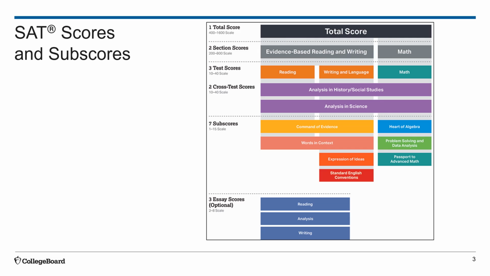Section scores are on a scale of 200 to 800 points each. The College Board College and Career Readiness benchmarks are set at the section level. Test scores are on a scale of 10 to 40 each. The reading test and writing test make up the evidence-based reading and writing section, whereas the math test makes up the math section. Cross-test scores are on a scale of 10 to 40 as well. Items from each of the 3 tests contribute to these scores. Subscores are reported on a range of 1 to 15 each. The subscores are specific to each test.